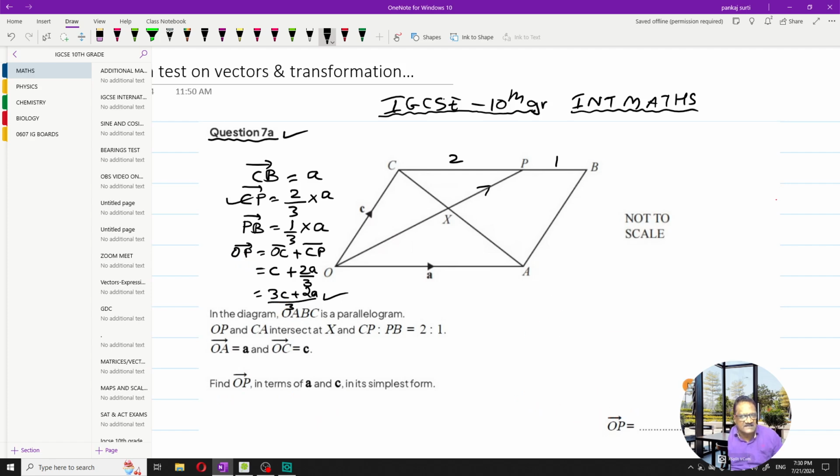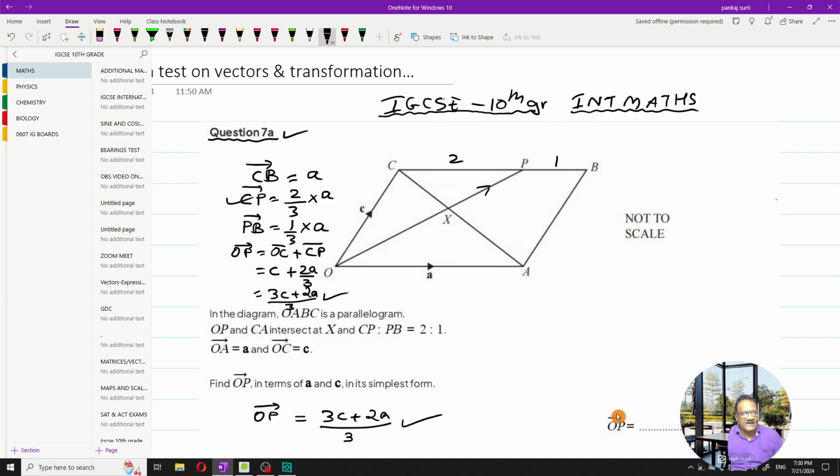Okay, so your answer will be here. I'm not writing it there because my video will be running over there, so you won't be able to see. So I'll write here only. The answer for OP in terms of A and C will be equal to (3C plus 2A) upon 3. Now this is the answer for OP.